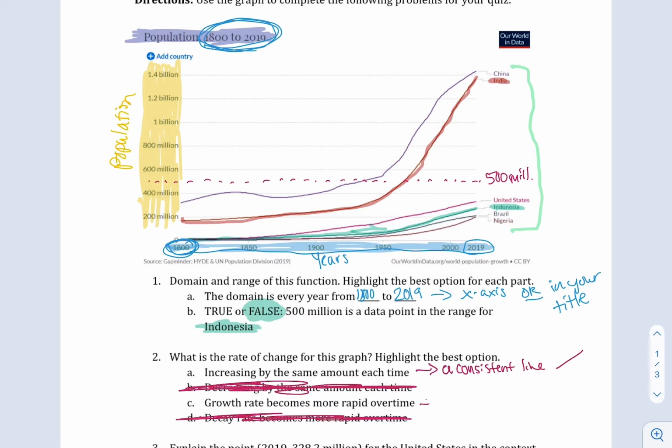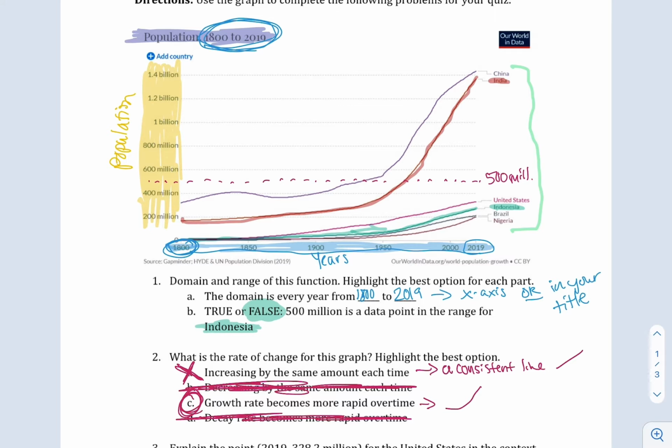And then growth rate is going to be, there's going to be a jump in it. So it's going to look like that. All right, so looking at our graph, it's not a straight line, so it can't possibly increase by the same amount each time. It would have to be a straight line if it was increasing by the same amount every single time. So that leaves us with our growth rate, and that is our answer.